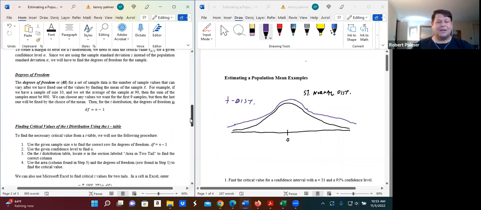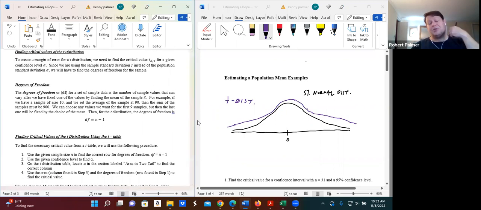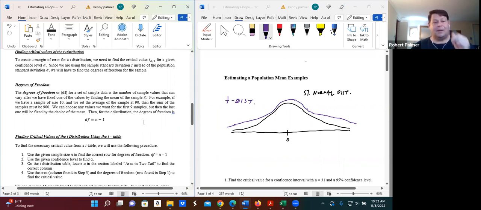Okay, now this is maybe a little hard to follow, but the main thing to remember is how to find the degrees of freedom. That's the most important. So I'm going to read this again. The degrees of freedom, or let's call them DF, for a set of sample data is the number of sampled values that can vary after we have fixed one of the values by finding the sample mean. So what that means is, we take our sample values and find the sample mean. Essentially, we've fixed one value. And so in terms of what other numbers can vary, we have one fewer value out of that sample that can actually vary.